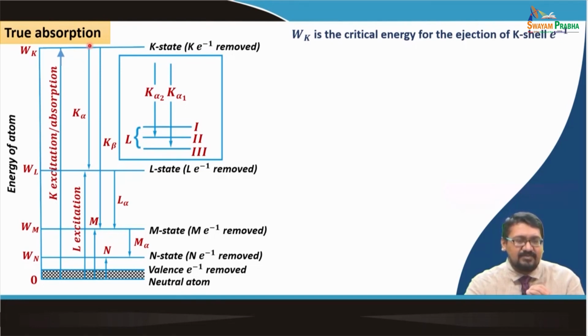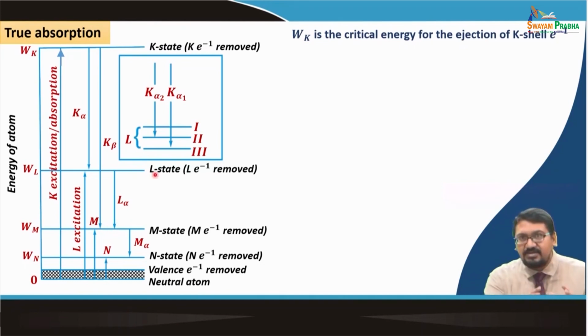So, there is a reduction of energy from Wk to Wl, or the electron from the M shell goes to the K shell, that is the reduction of energy from here to here, right. So, this is the N state, N electron removed, the M state, the M electron removed, the L state, the L electron removed.